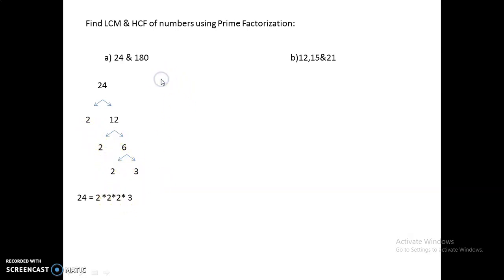Now coming to this 180, this 180 can be divided by 2, so it can be written as 2 into 90, and this 90 can again be divided into a tree of 2 into 45, and this 45 can be divided into a tree of 5 into 9, and again this 9 can be divided into a tree of 3 into 3. Finally this 180 can be written as 2 into 2 into 5 into 3 into 3.